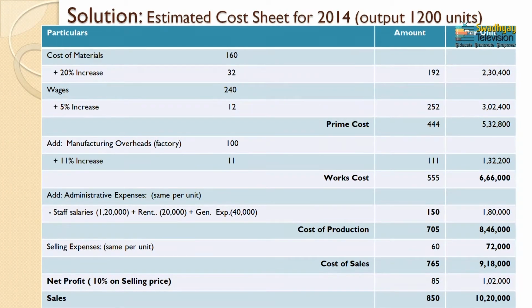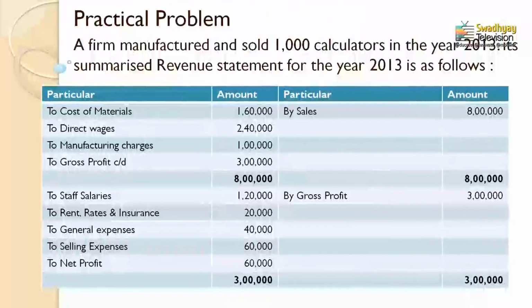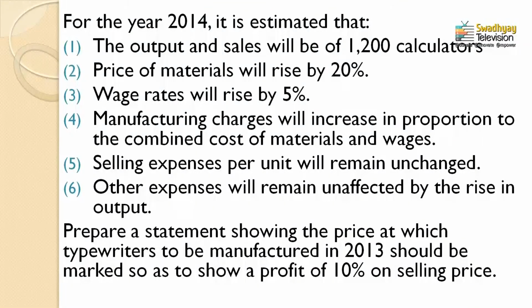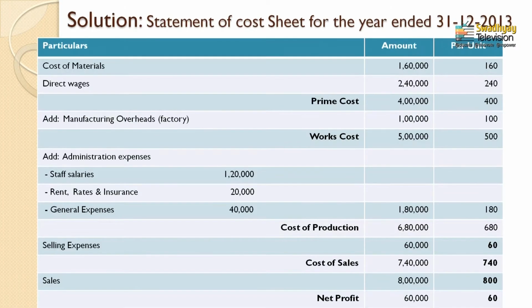Now, moving to the next part, that is admin expenses. See here the question, admin expenses adjustment number 6: other expenses will remain unaffected by the rise in output. It means that there would be no change in any amount of expenses. So, whatever the expenditures incurred in the year 2013 under the head of admin expenses, the same amount will be reflected in the estimated cost sheet in the year 2014 also.